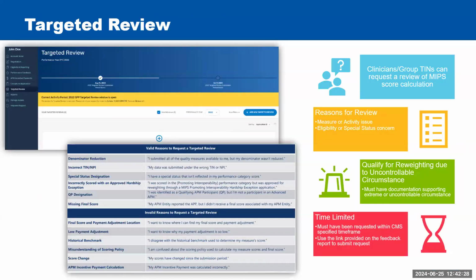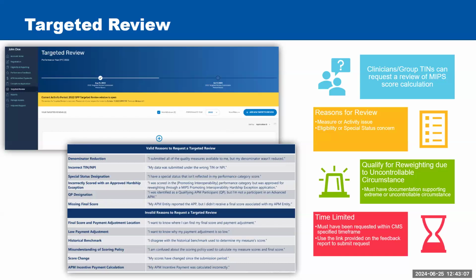So what happens if we do get your feedback reports and there are some questions about them? Then we're going to help you submit a targeted review. There are several valid reasons to request a targeted review. Maybe the data was submitted under a wrong tax ID or NPI. Maybe you didn't submit data, but someone else did on behalf of some of your providers. We have had that happen. This special status designation has occurred as well. Some folks don't get accurately designated as small or rural. So those are some reasons to request one.